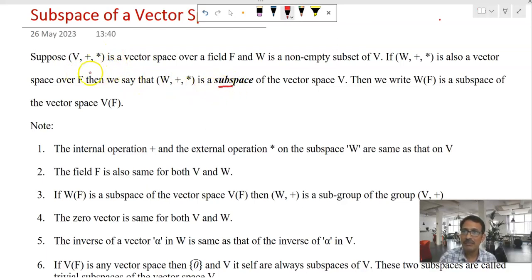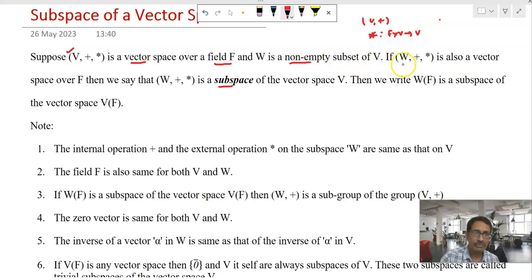Subspace means first you should have a vector space. So (V, +, ·) is a vector space. As usual, we will have a vector space over a field F. And you know what a vector space is: the 10 properties, like (V, +) is an abelian group, and you have an external operation star from F cross V to V satisfying some 4-5 conditions like that. So such a vector space we have here. And what is W? W is a non-empty subset of V.